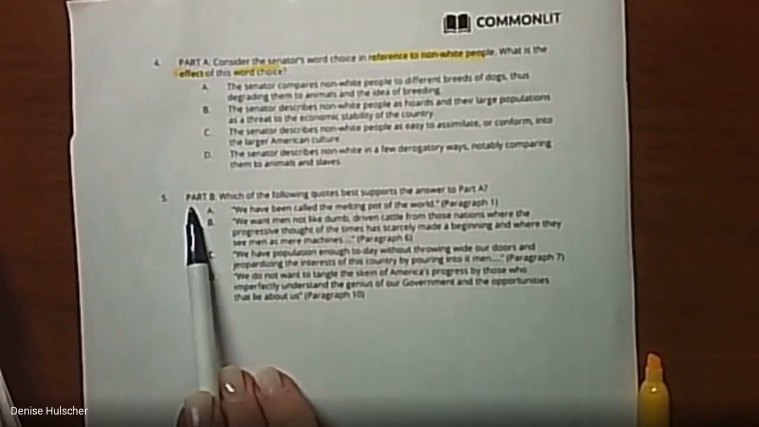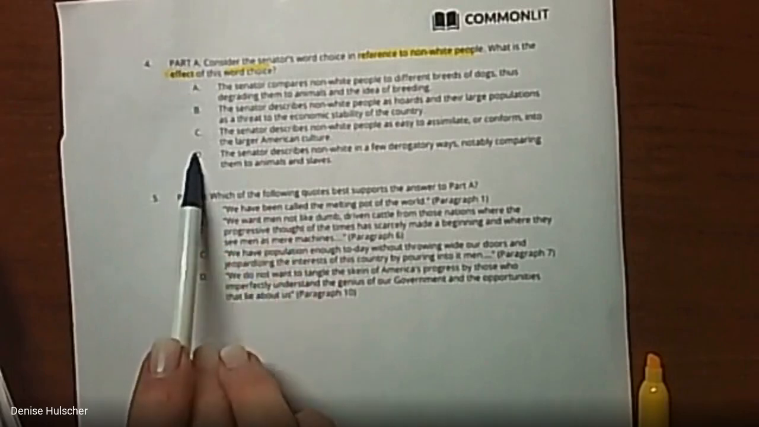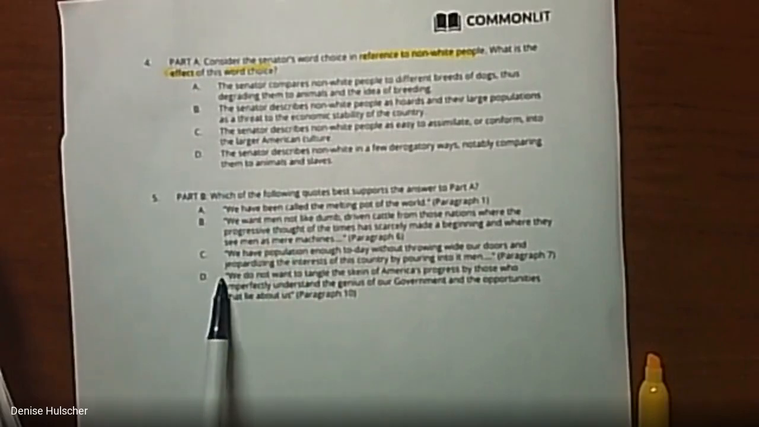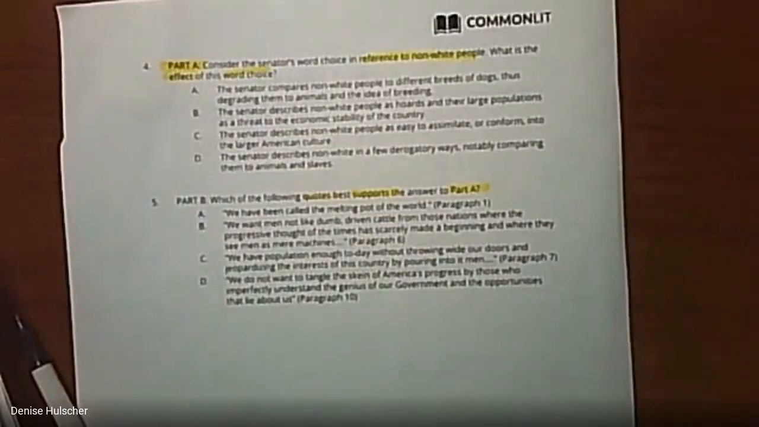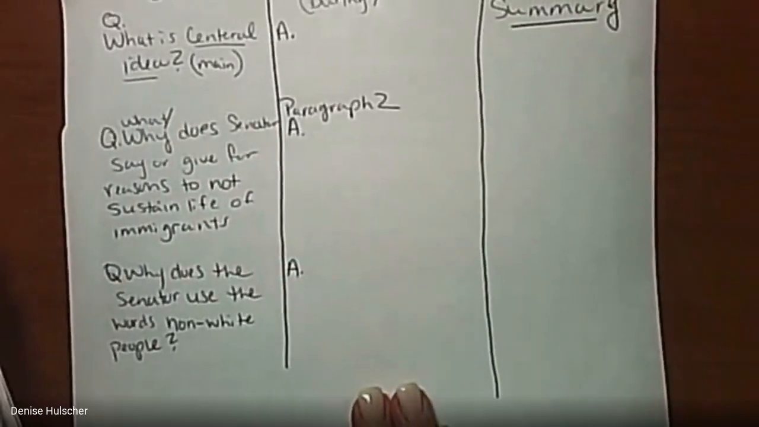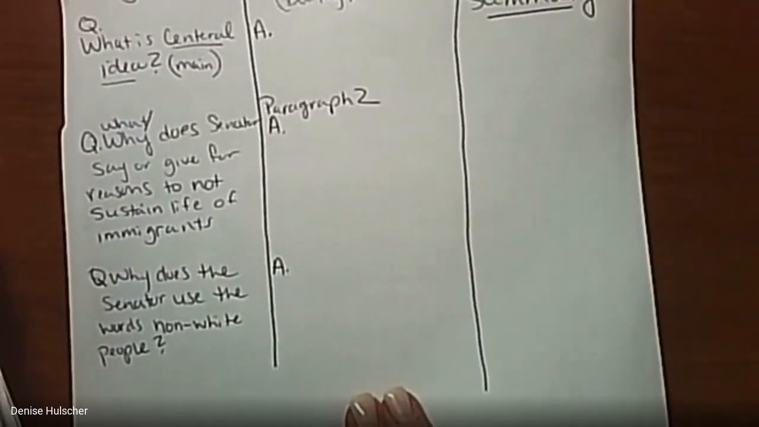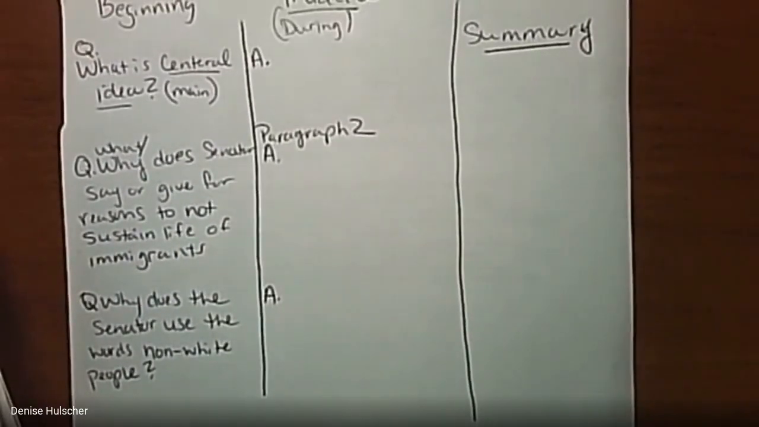And number 5, which of the following quotes best supports the answer to A? So again, I have to find my answer here to be able to know what my answer is going to be here, because I want the quote that supports part A, which is going to be right here. Okay, so I don't have anything I need to add into my chart at this time. So I've got my chart started. And as I read, I'm going to fill this out the best that I can, and I'm going to come back and look at it.